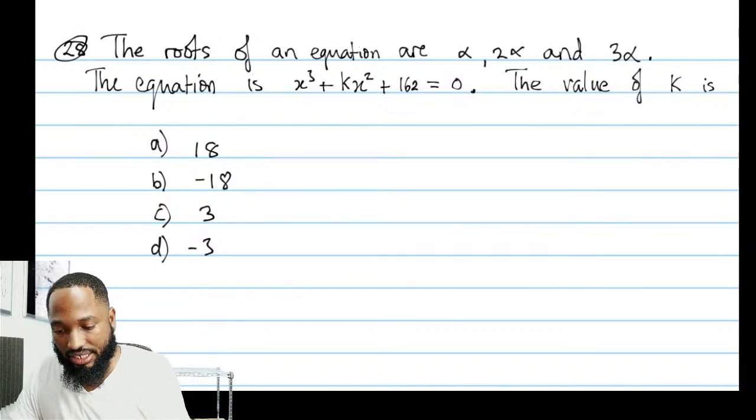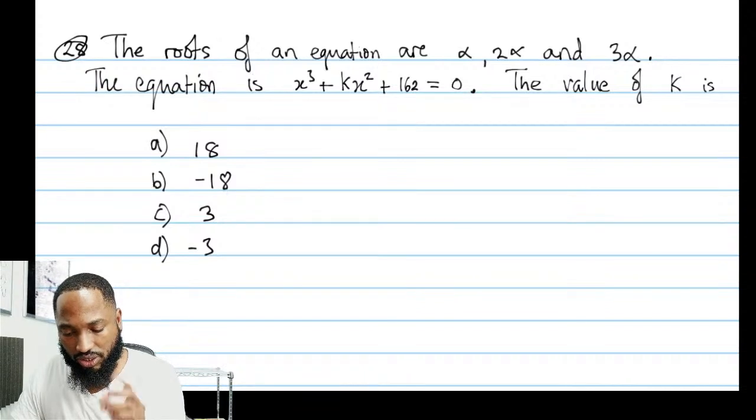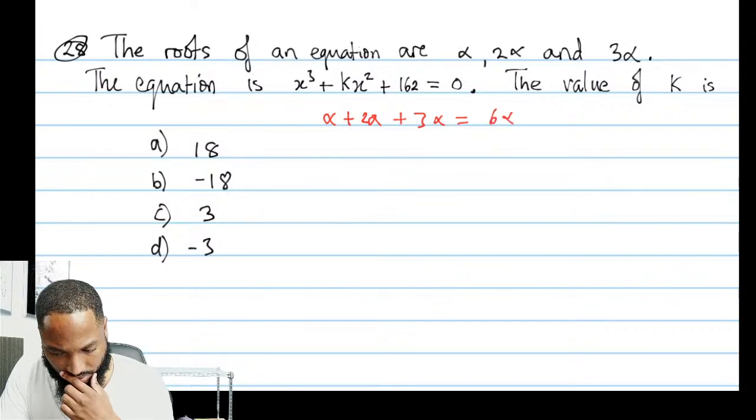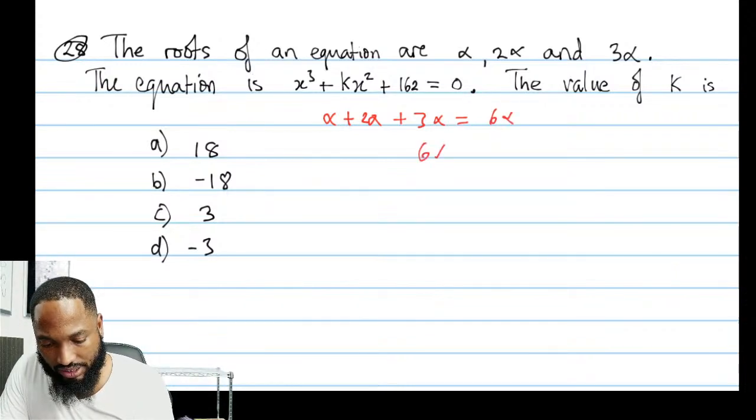D, everybody saying D. Roots of the equation. This one is a little tricky. The roots of the equation, the value K: the sum will be alpha plus 2 alpha plus 3 alpha, which is 6 alpha. So the sum of the roots, negative 6 alpha, is equal to K. Cool, we can leave that there for now.